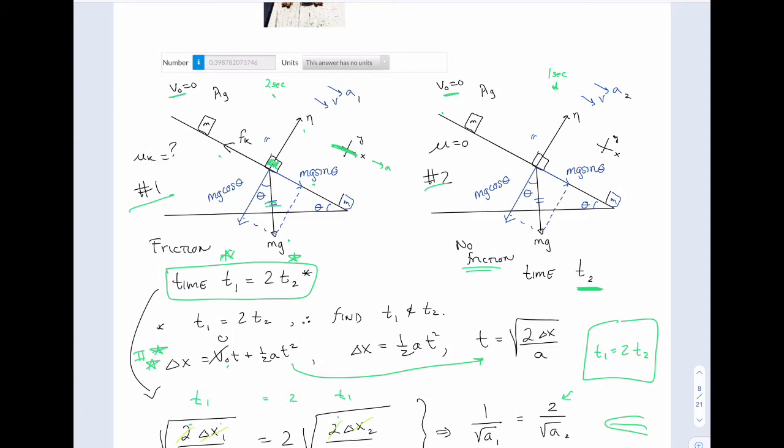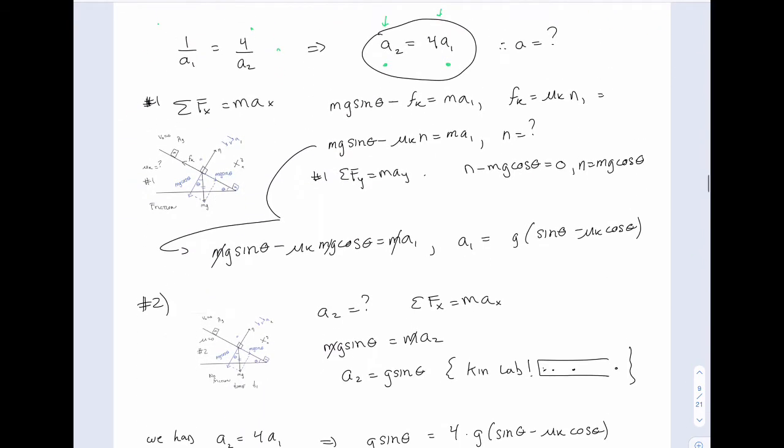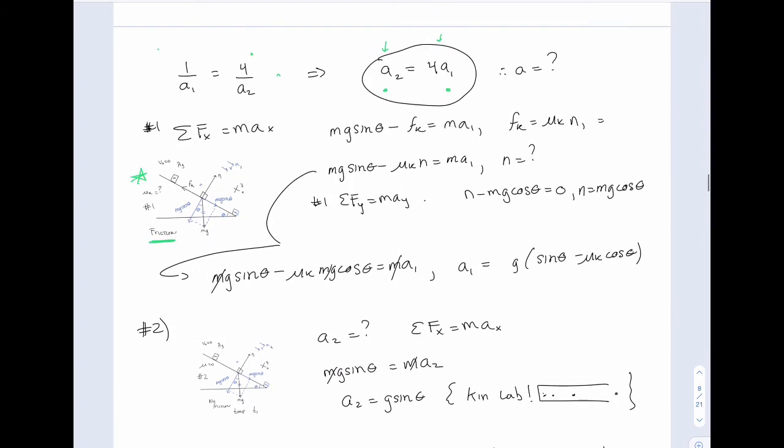And then what I did is when I drew my picture over here when there's no friction, the only difference is there's no f sub k. So it's the exact same picture, but without the f sub k. All right? And then I just recopied this same picture down here. This is for when there's friction. Okay, so I'm trying to find A1.